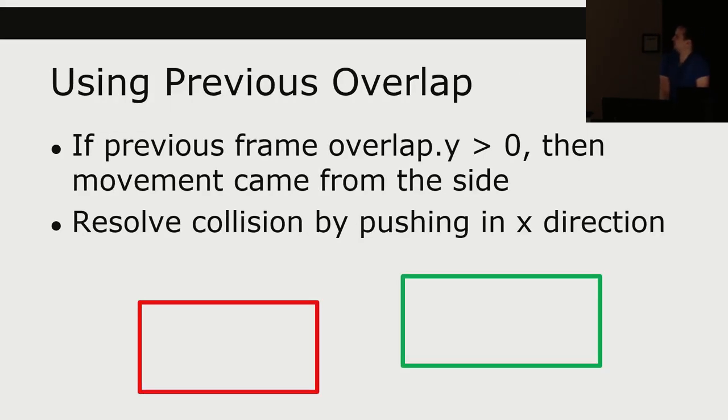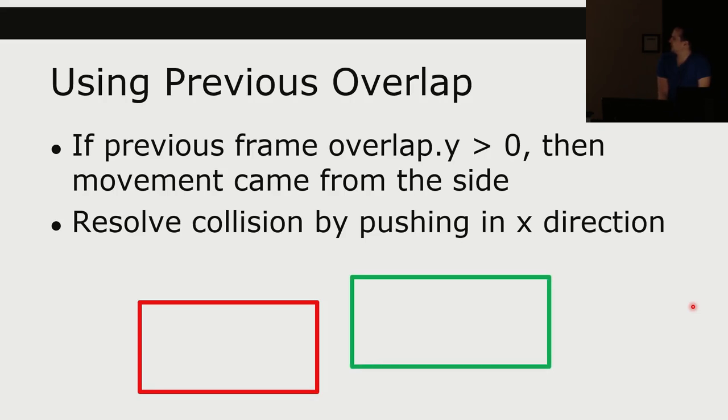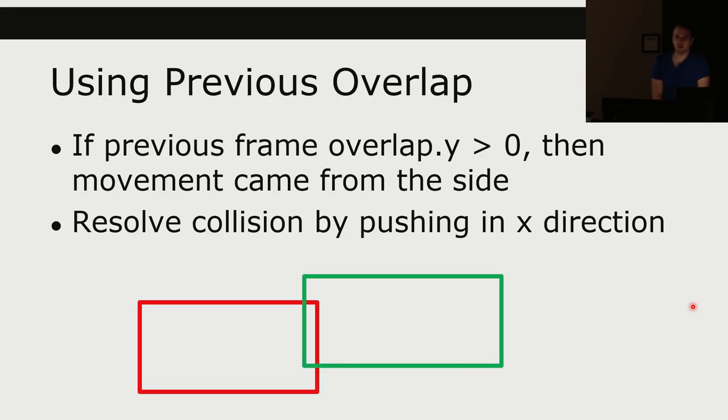If the previous frame's overlap y is greater than 0, so if I can draw a line between two of them, then the movement came from the side, right? Because if we're overlapping in the y, then we couldn't have come from the y. Hopefully that's obvious to you. And so if this is true, then we're going to resolve the collision by pushing in the x direction. So if we detect that on one frame we have a y overlap, but no x overlap, then on another frame we do have both, we know that came from the x direction. So we can push it in the x direction to resolve that.